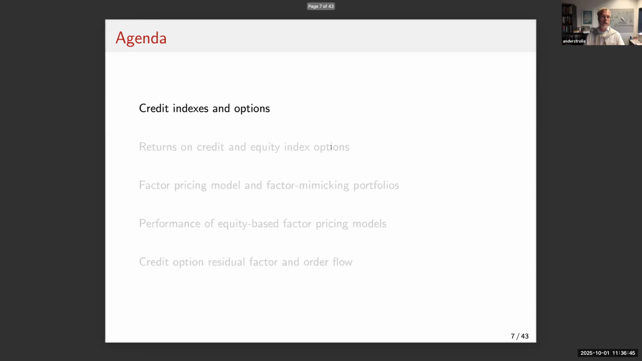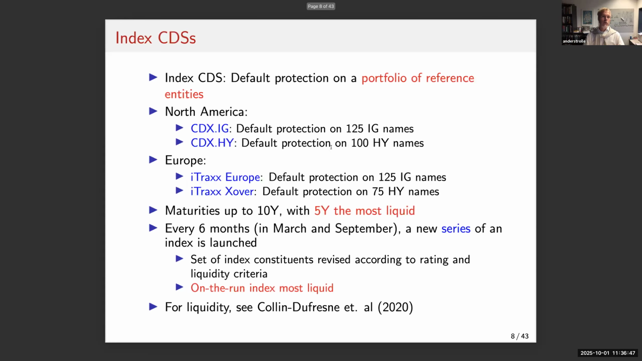So first of all, what is a credit index? So we're basically trading the index through what's called an index CDS. So it's like a regular CDS, but it's a CDS that provides default protection on a portfolio of reference entities.